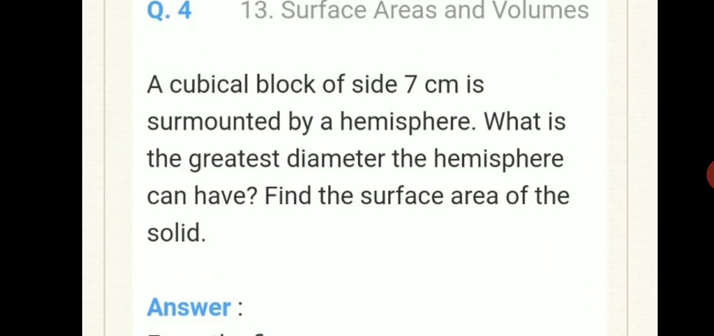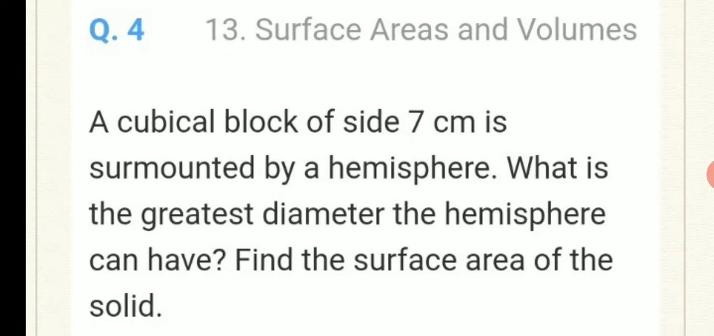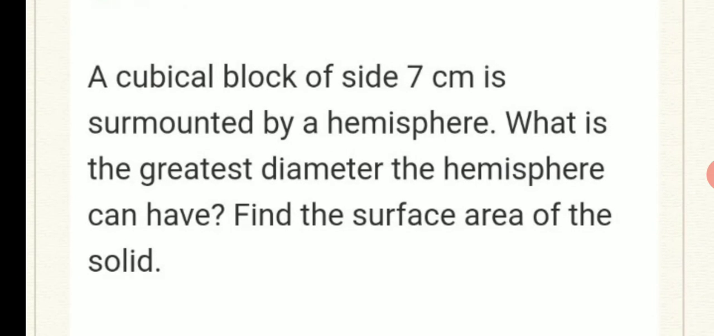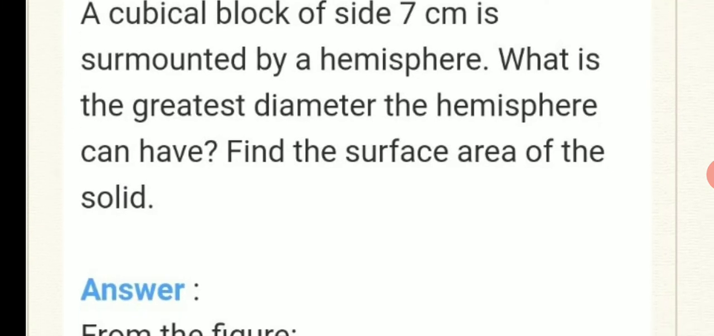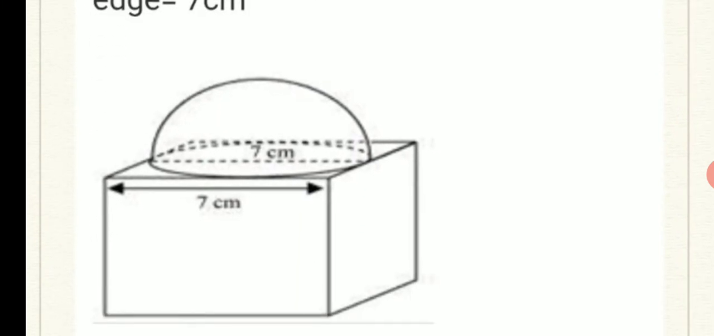Now let us see question number 4. A cubical block of side 7 cm is surmounted by a hemisphere. What is the greatest diameter the hemisphere can have? Find the total surface area of the solid. Now here the figure is drawn.